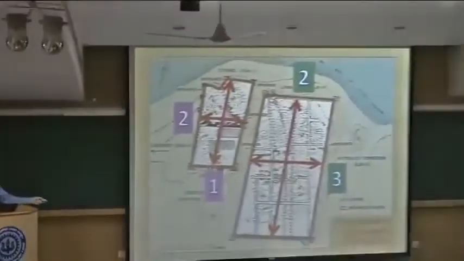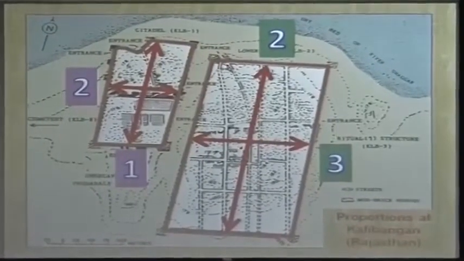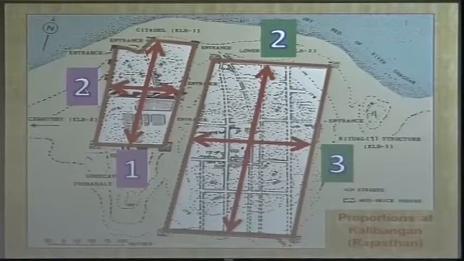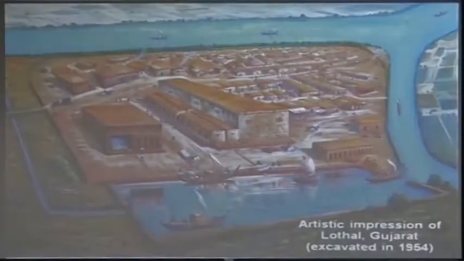This is Kalibangan in Rajasthan, on the bank of the Ghaggar or Saraswati river, right on the bank. And like Mohenjo-daro, and like several other Harappan cities, it has an upper city here, proportions 1 to 2 like at Mohenjo-daro, the same, and the lower town proportions 2 to 3. So what exactly is the idea is what we have to try to understand.